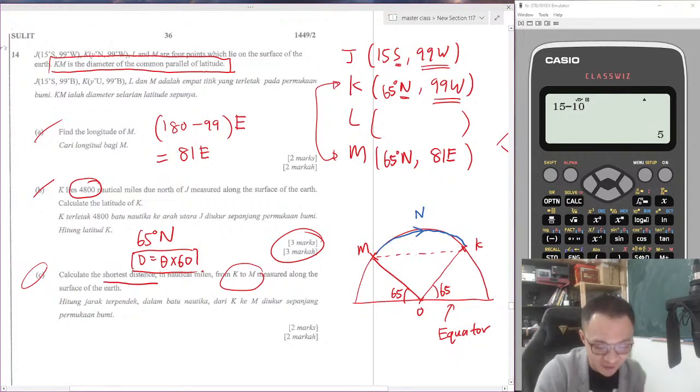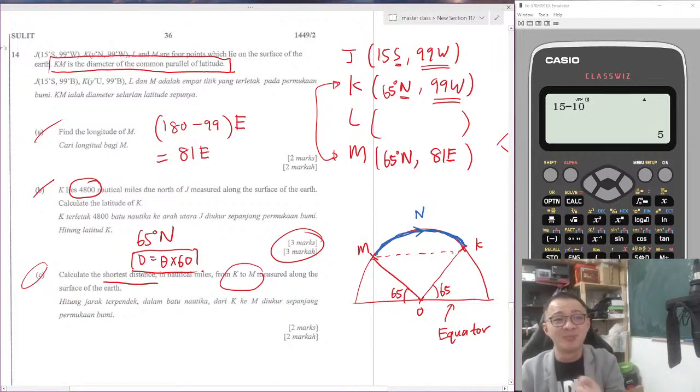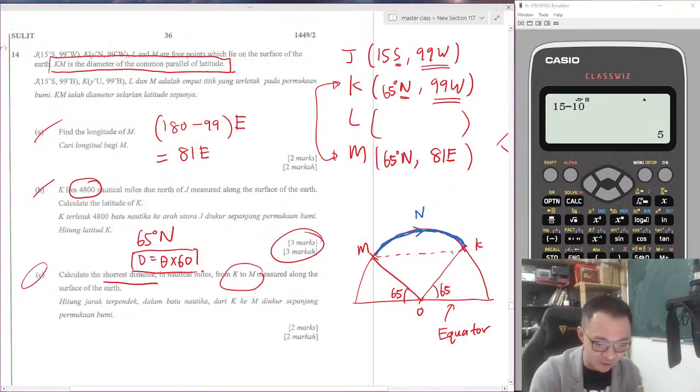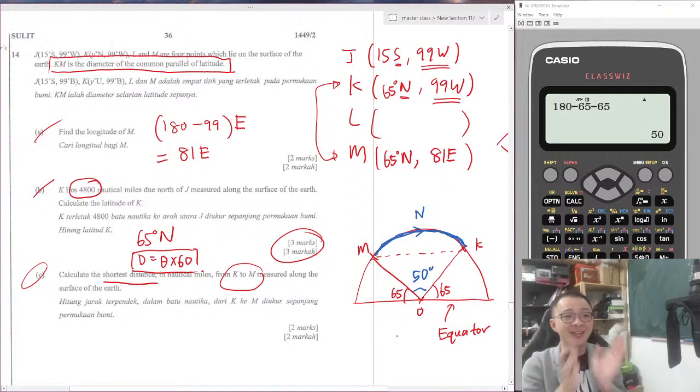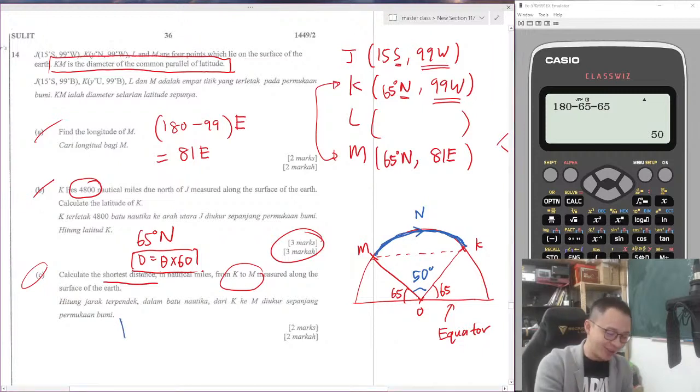So if I only want to travel the blue one, the first question you will ask is, how many degrees are traveled? Because the distance formula is degree multiplied by 60. If you do not know the degree, it will be quite hard for you. Therefore, 180 minus 65, minus 65, so it travels 50 degrees. Do you see that? It's actually at the middle that they travel 50 degrees. Then I got the answer already. It's just 50 degrees times 60, that's all. 3000 nautical miles.